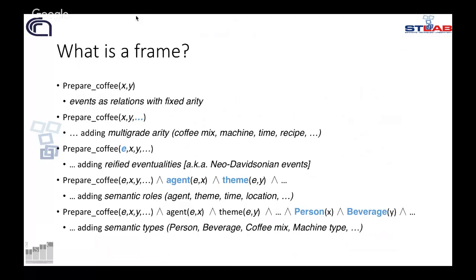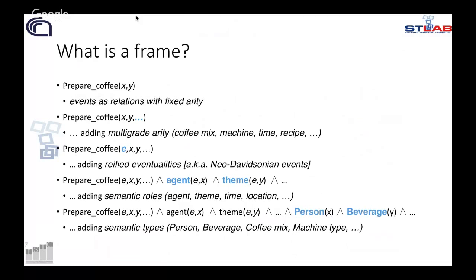And from a representation point of view, this example, prepare coffee, which is an example of a type of situation, of a frame, can be represented as a relation, for example a binary relation, or in general, a relation with a fixed arity. Or we can make it a little bit more flexible, more sophisticated in terms of representation, and have a multigrade arity. So the arity is not fixed. It depends on what are the participants that are involved in this situation.